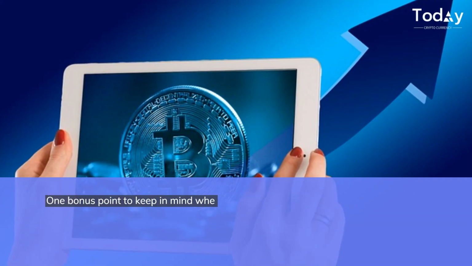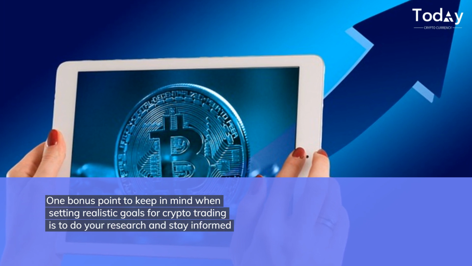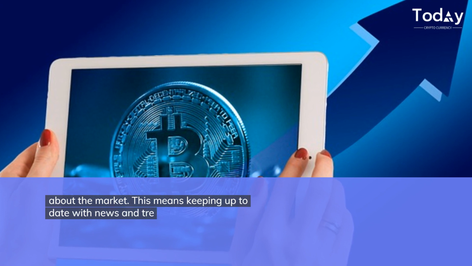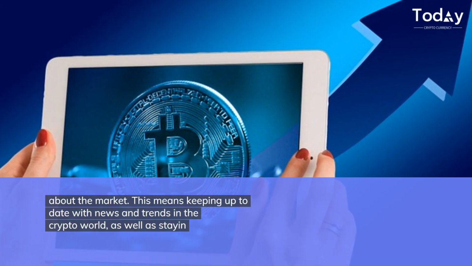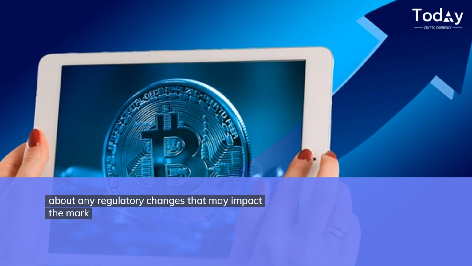One bonus point to keep in mind when setting realistic goals for crypto trading is to do your research and stay informed about the market. This means keeping up to date with news and trends in the crypto world, as well as staying informed about any regulatory changes that may impact the market.